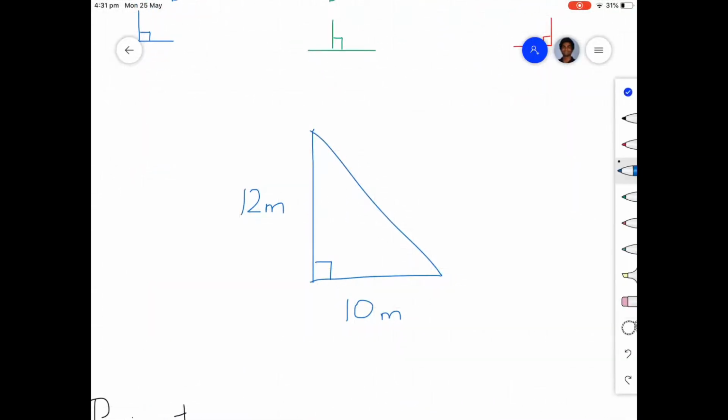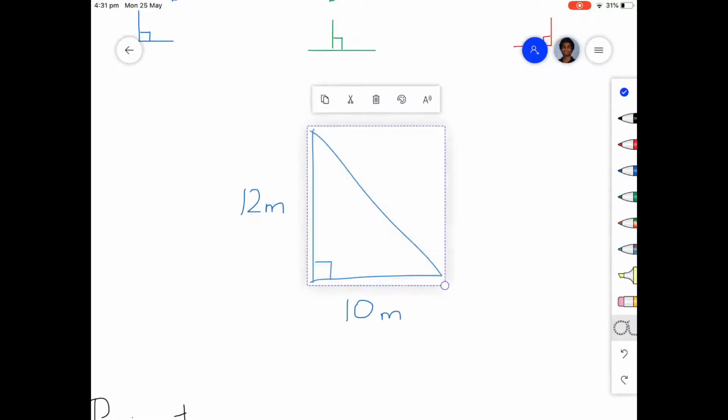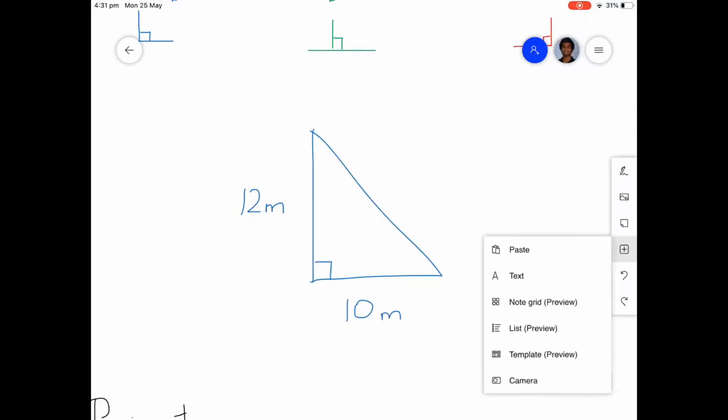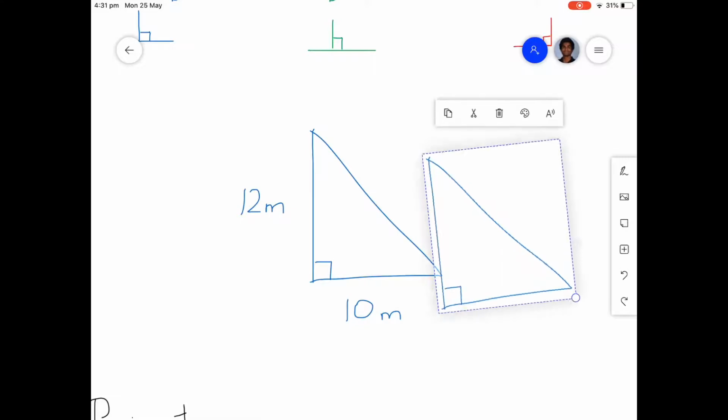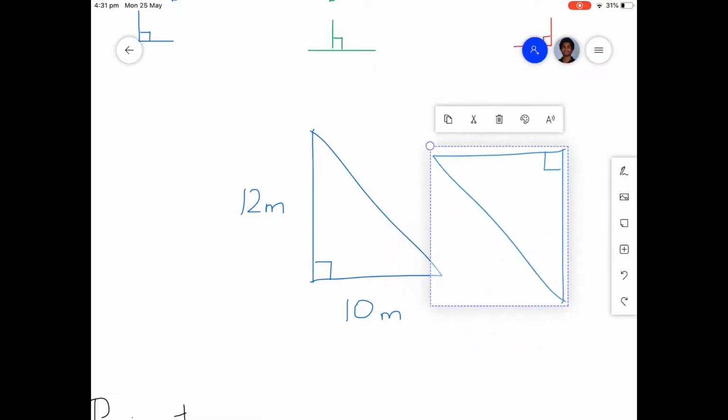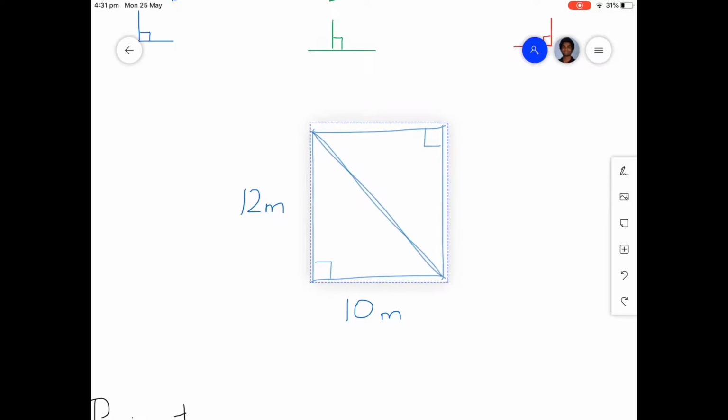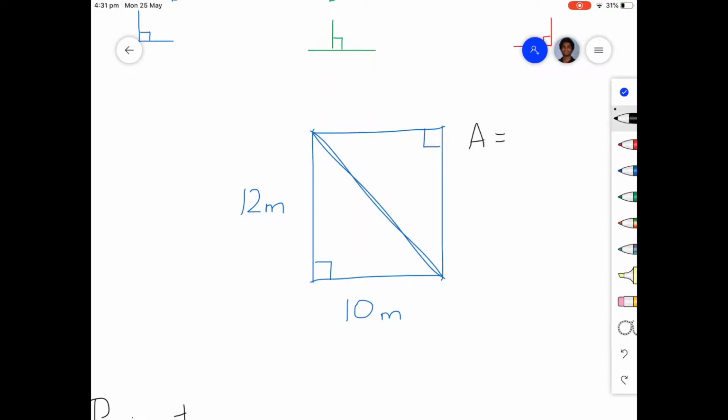Now I'm going to make a duplicate copy of this triangle, so the exact same triangle. I'm going to paste it right next to it, and I'm going to rotate this triangle around, and as you should be able to see, it makes a perfect rectangle. And if you remember the formula for a rectangle, the area of a rectangle is length times width. So looking at the rectangle, the long side is 12 meters. So we would have 12 meters times our width, which is 10 meters. So if we're calculating the rectangle, 12 meters times 10 meters would be 120 meters squared.